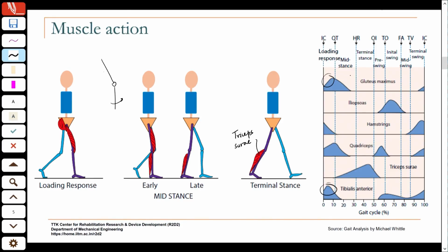So, the gluteus maximus, after that the hip extensors do not really do much for the rest of the gait cycle, and then again come into play only during terminal swing. Okay, these muscles, the iliopsoas, are the hip flexors. Okay. You can see that they are mainly active during swing phase.